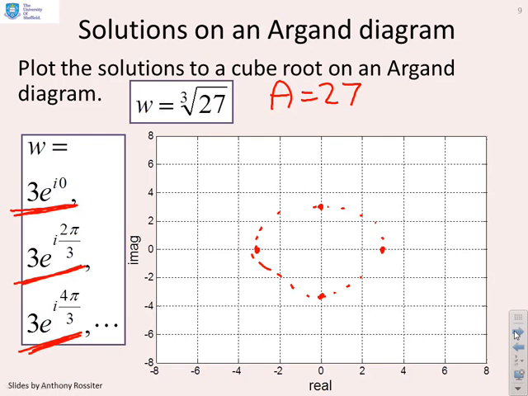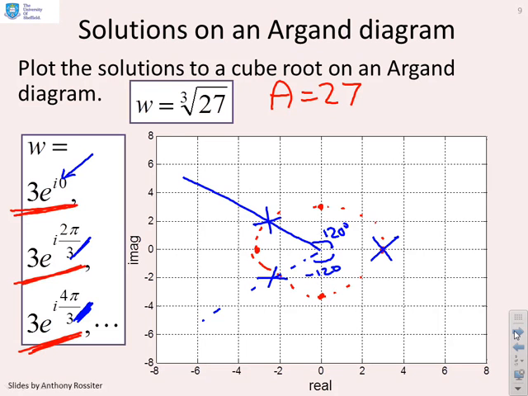Next, what I'm going to do is look at the phase. The first one has a phase at 0, so I have a root here. The second one has a phase at 2 pi by 3, or 120 degrees. So if I draw a 120 degree line, well, that's 120 degrees, then the solution must be there. The third one has a phase 240 degrees, or equivalently minus 120. So the other solution is there. So you can now see where each of the 3 roots lie.